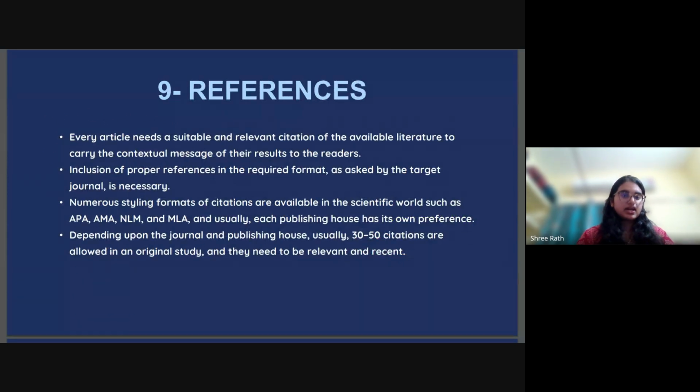And then references. Before I discuss references, does anyone have any doubt in the basic sections of the manuscript in general?